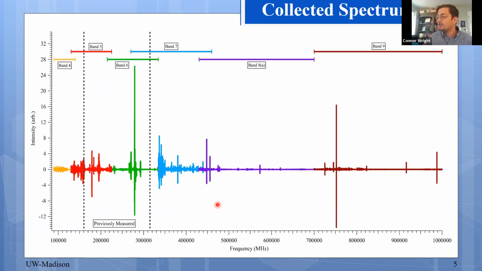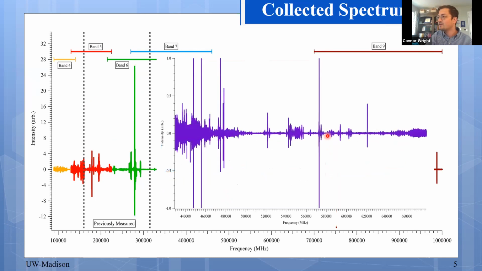So here is the collected spectrum from 90 gigahertz up to a terahertz, and I've marked out where the previously measured spectral range is. You can see we have lots and lots of transitions that show up in our spectrum outside the previously measured range. Even in regions where it appears as if there might not be that many spectral features, if we zoom in, you can see that there's lots of rich and dense spectra in there to assign.